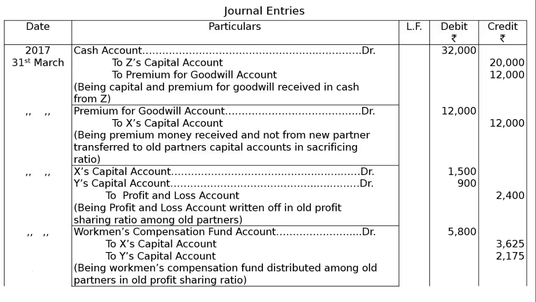This reserve, kept for meeting the accidental expenses of employees, is now not utilized due to no compensation. Hence, this will be credited to partners' capital accounts in the old profit sharing ratio of 5:3. That is, being workmen's compensation fund distributed among old partners in old profit sharing ratio. That is 3,625 for X and for Y 2,175.